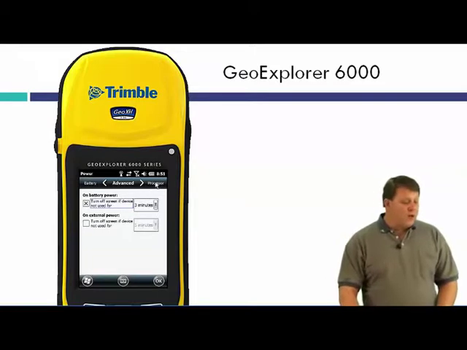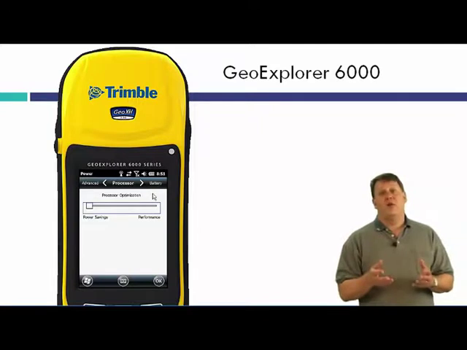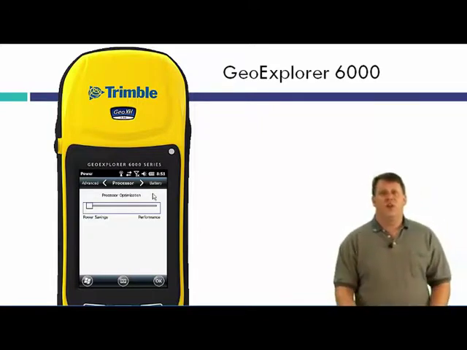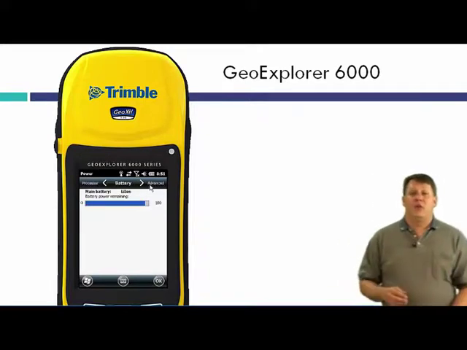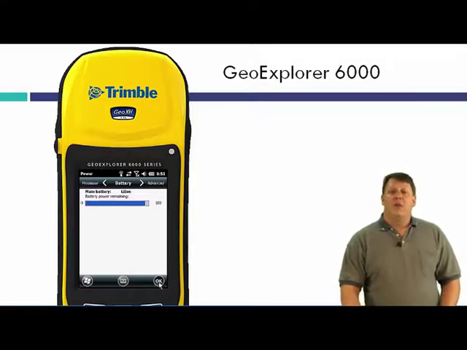We also have information about our processor. It's set up now currently for power savings versus performance, and you can adjust that based on what you need out in the field. And again, we can return right back to our battery screen. Right here at the bottom right, we're going to go ahead and tap on OK.